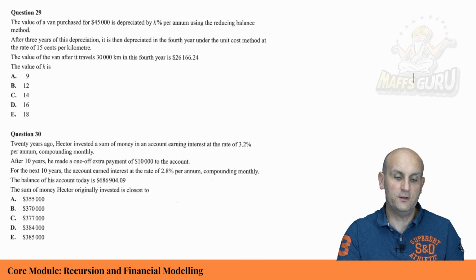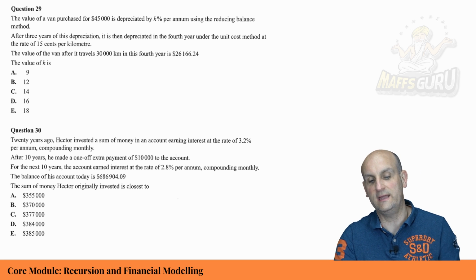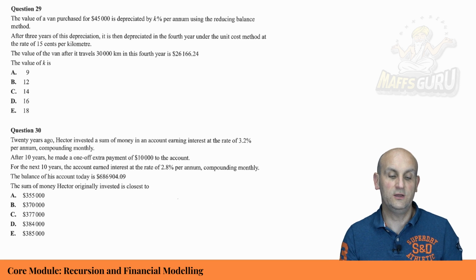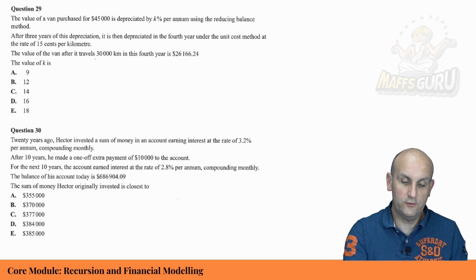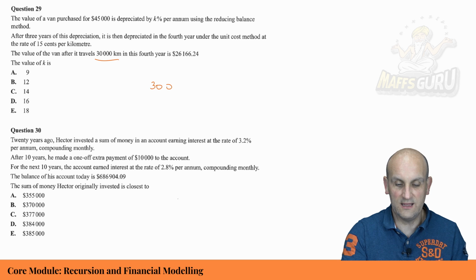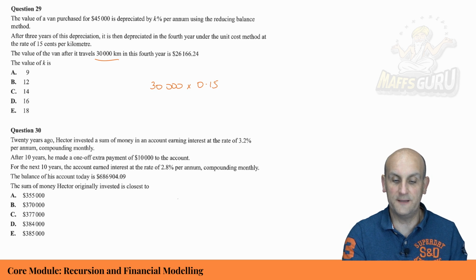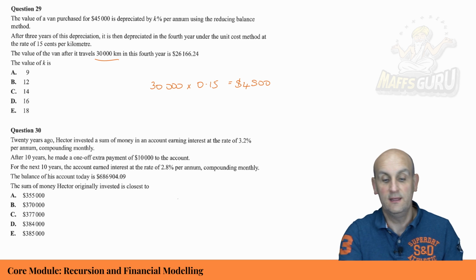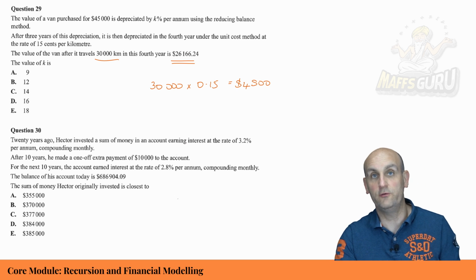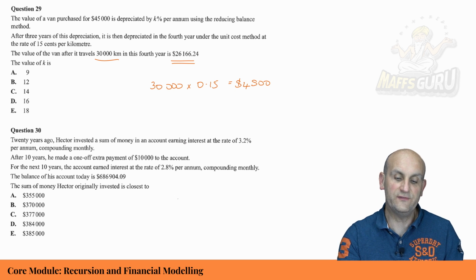The value of a van purchased for $45,000 is depreciated by K% per annum. This was actually quite a tricky question. 29 and 30 were quite tricky. The way I did it was, we knew that in the 4th year we have 30,000 kilometers traveled at 15 cents per kilometer, which gave me, I've got to try and remember this, $4,500. Okay, so that's how much it depreciated by. Because it ended up at 26,166.24, I then have to add that on.